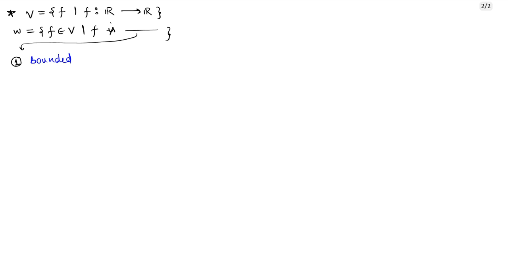If we have a bounded function and we multiply by any constant, does it become unbounded or not? This is also bounded. And if you add two bounded functions, the result is also a bounded function. Clear?